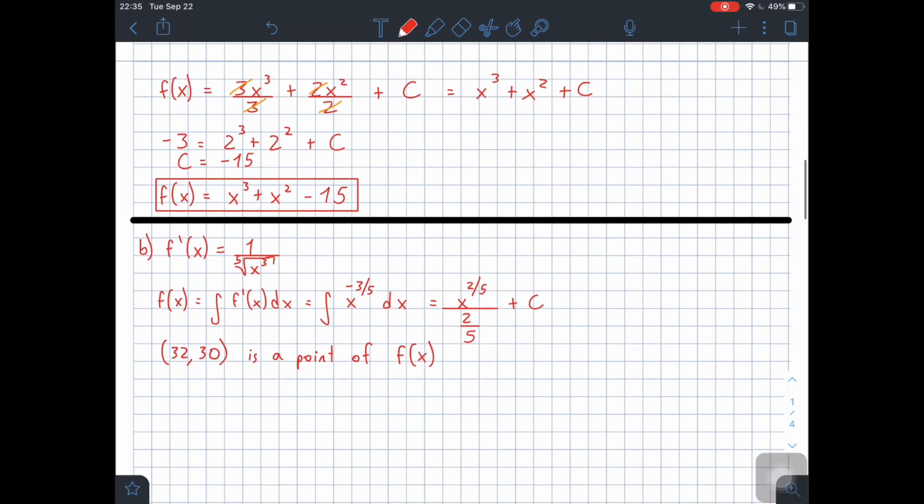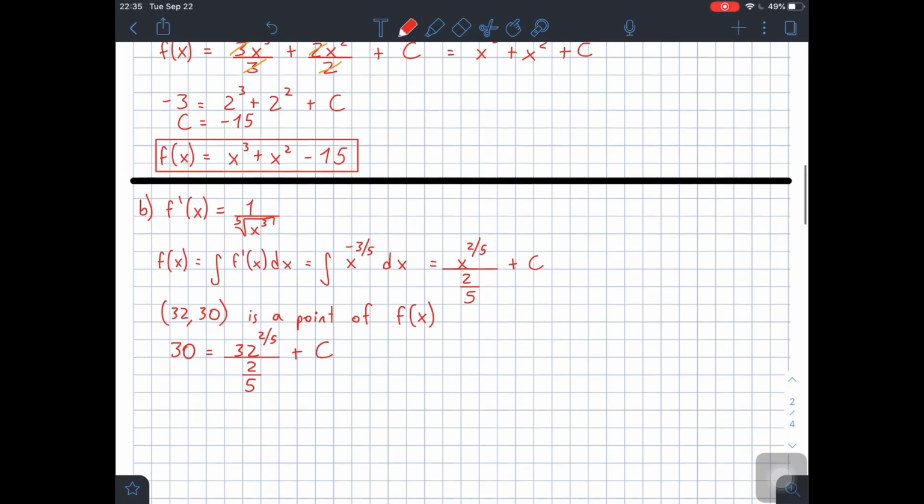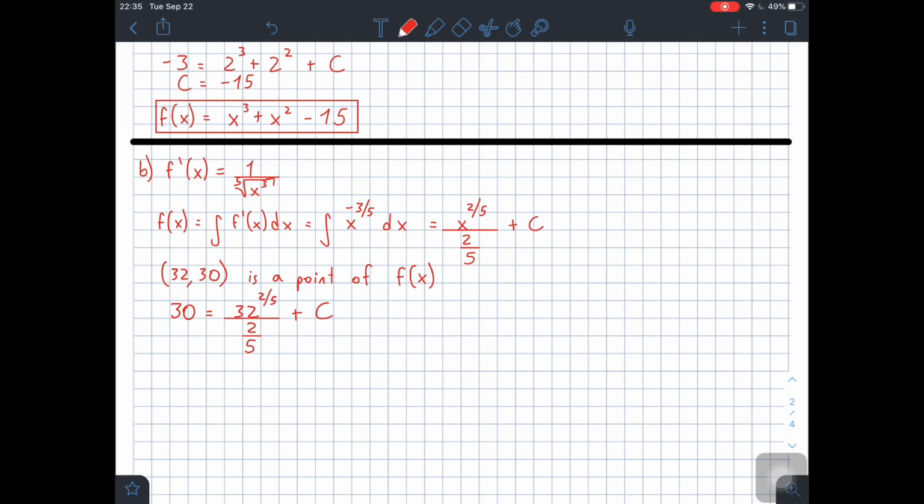That means that I can replace the y value with 30, and when I do that, the x value would be equal to 32, right? So I'm going to replace that information, and we're going to have the following. 30 is equal to, instead of x, it's 32 to the power of 2 over 5 divided by 2 over 5 plus c, right? So here you see that we have only one variable, which is c. So we're going to be able to find the particular solution for this.